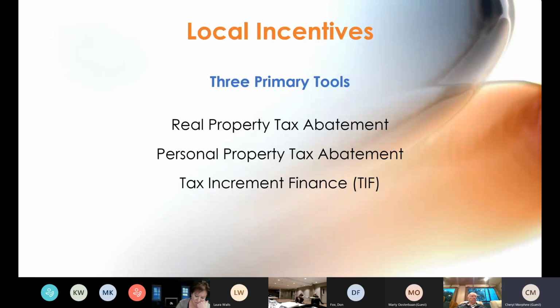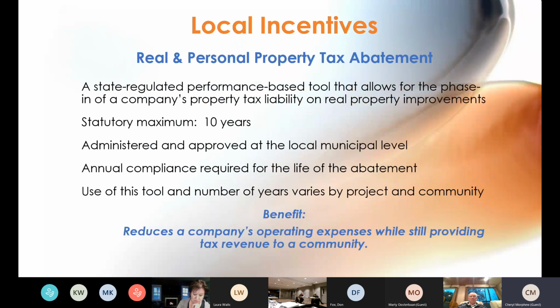Okay, we talked a little bit about the local incentives during our workshops. So you here in Culver, you have the 3 primary tools. We've talked about real property abatement. You're very familiar with that, and personal property tax abatement, and the use of TIF. So I'm just going to go quickly through these. If you have specific questions, just shout out.